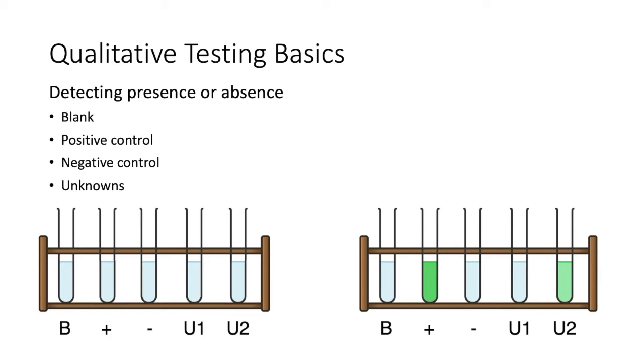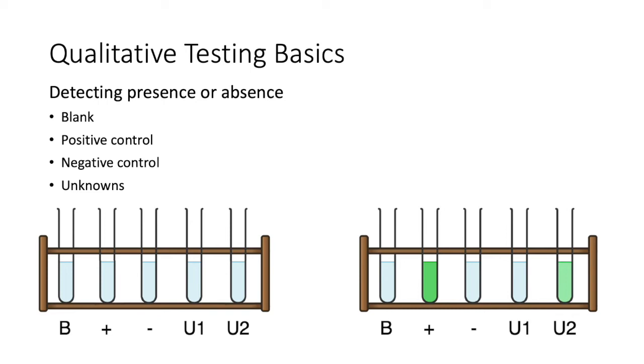When you look at the unknown 1, again, no change happened, so you can come to one of two conclusions. Either, like the negative control, there's nothing in the unknown sample that should give a positive result. That is, you've identified the absence of your test substance. Or that substance is simply present in such small amounts that you can't identify the presence of it visually. That is, it may have changed color, but the color change is so faint that it's not detectable to the human eye.